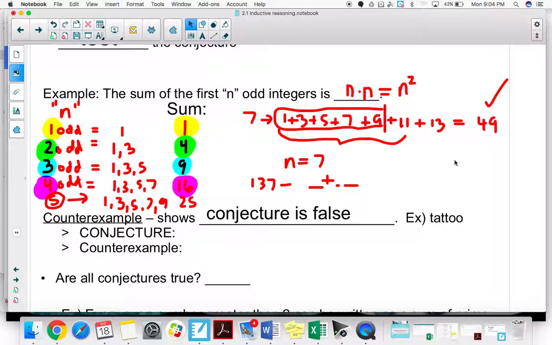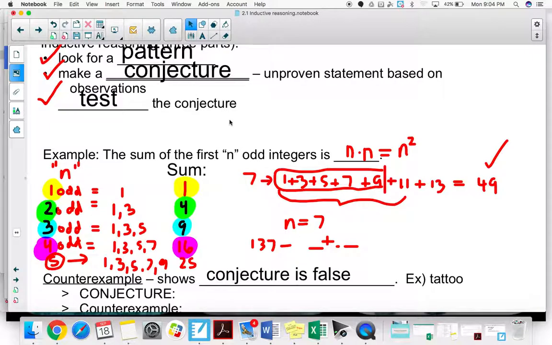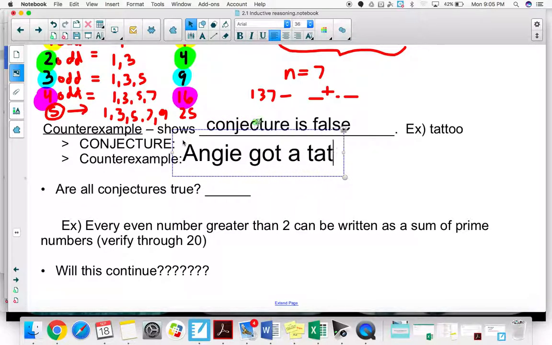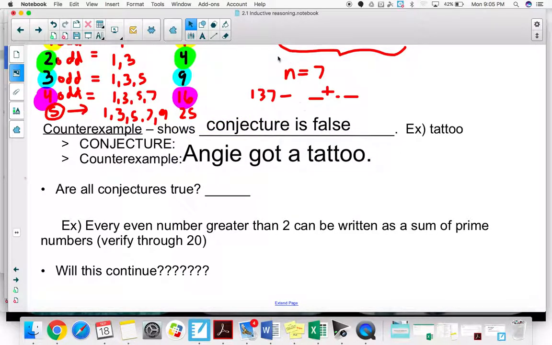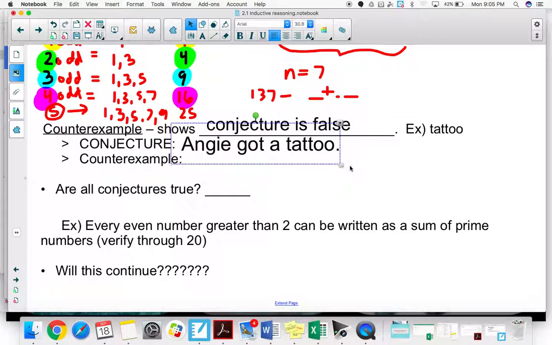At this point, Angie's dad has to use inductive reasoning. He's looking for a pattern in her behaviors. He's starting to make a conjecture. He's starting to say, you know what, I don't know if she's telling the truth or not. But his conjecture might be that Angie got a tattoo. Okay, that's his conjecture right now. He can't see it. She hasn't lifted her sleeve up yet to show him. But for right now, he's thinking, gosh, Angie got a tattoo and I'm not real happy.